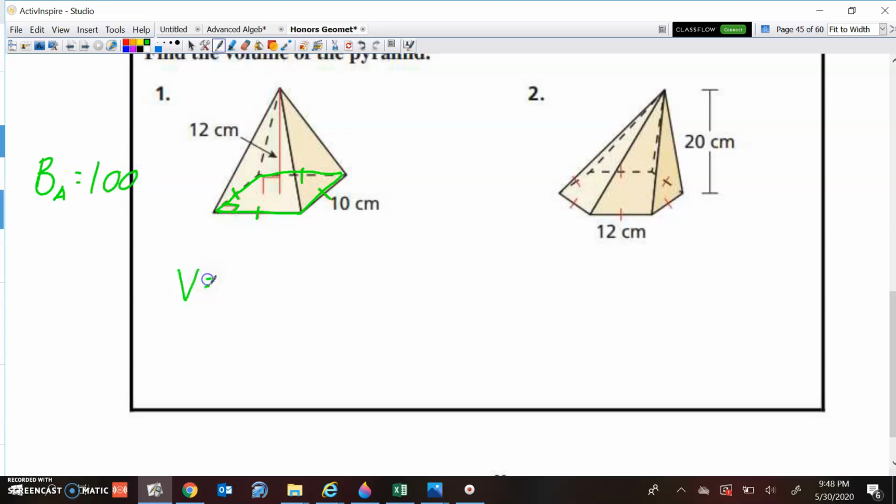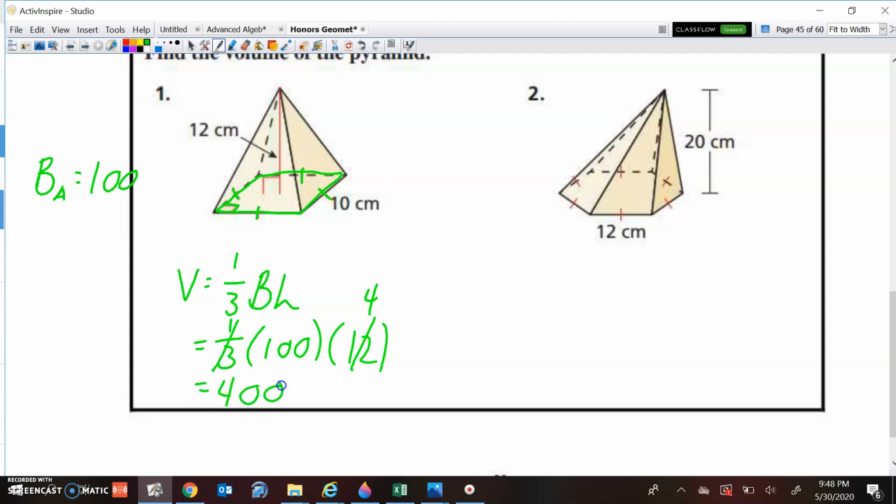So if I put that into the formula, 1/3 times the area of the base times the height, 1/3 times 100, and the height is 12. So 1/3 of 12 gives me 4. And so I can multiply those together and easily get 400 centimeters cubed. That one wasn't bad at all.